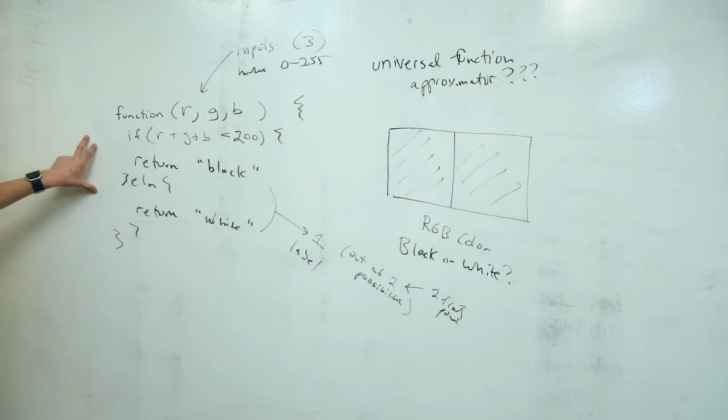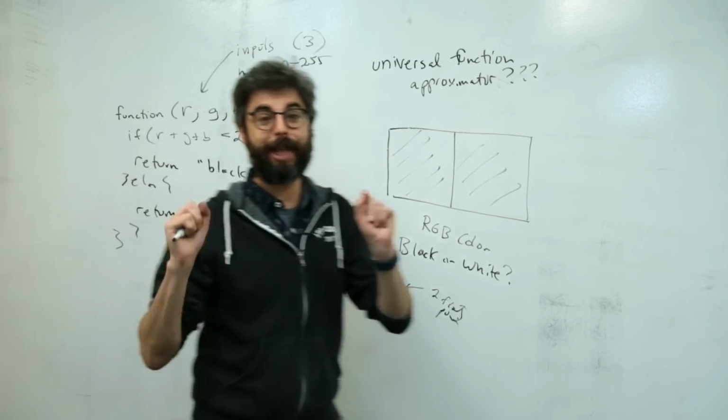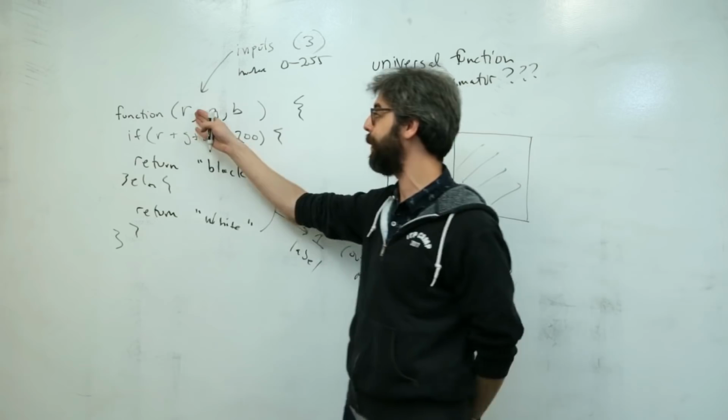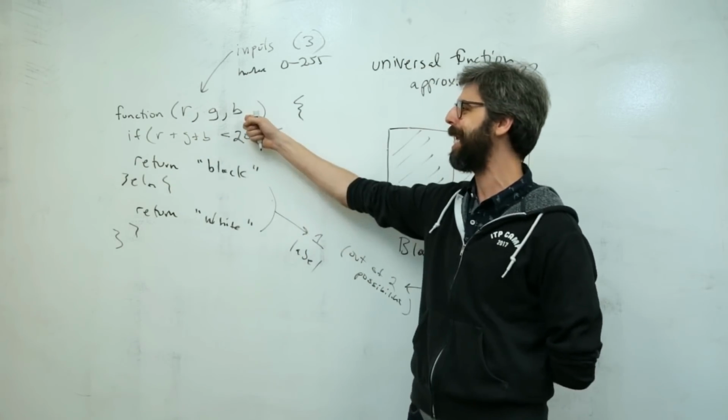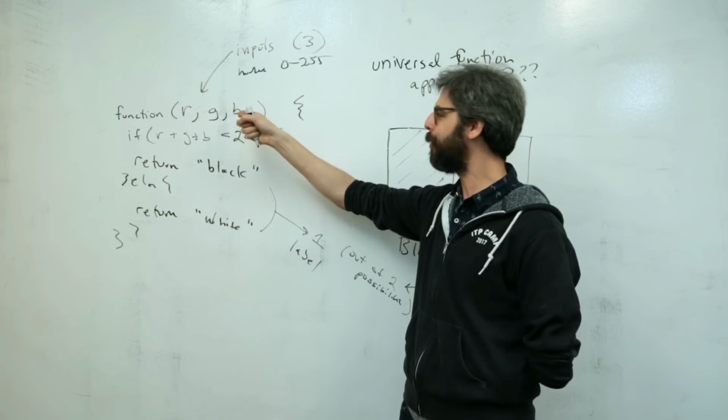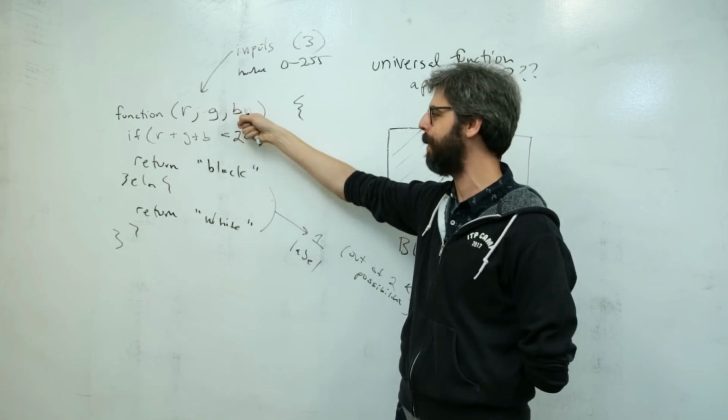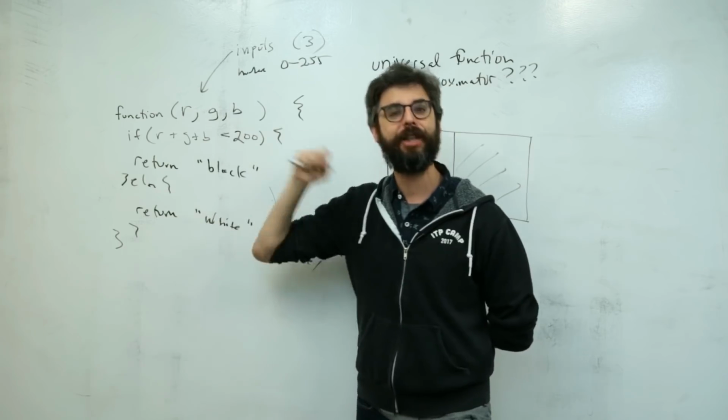So this is a function. Imagine this: now I have this function that takes an RGB color. Now let me give you another function. Write a function that takes image data, a 200 by 200 pixel image, and then returns what's in that image.